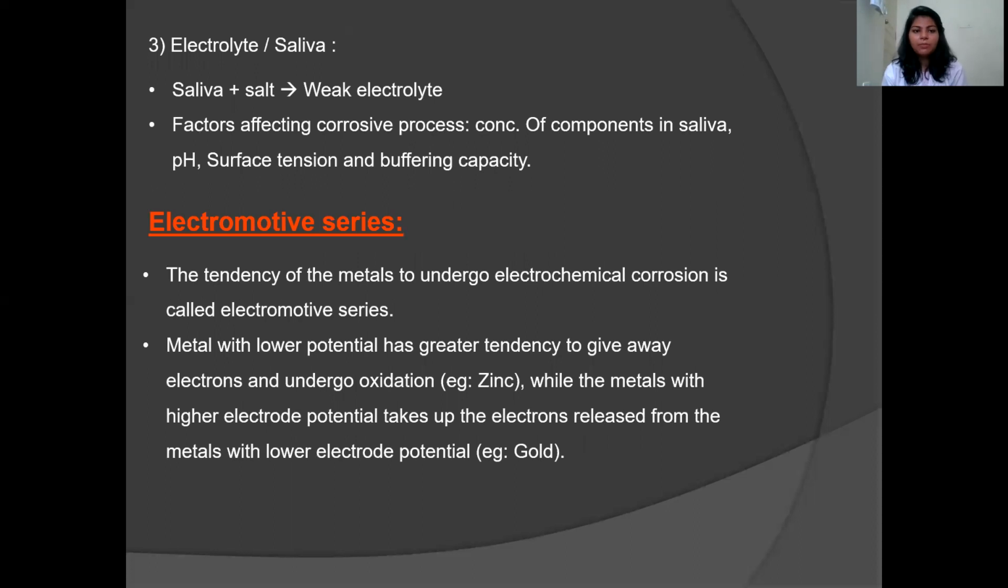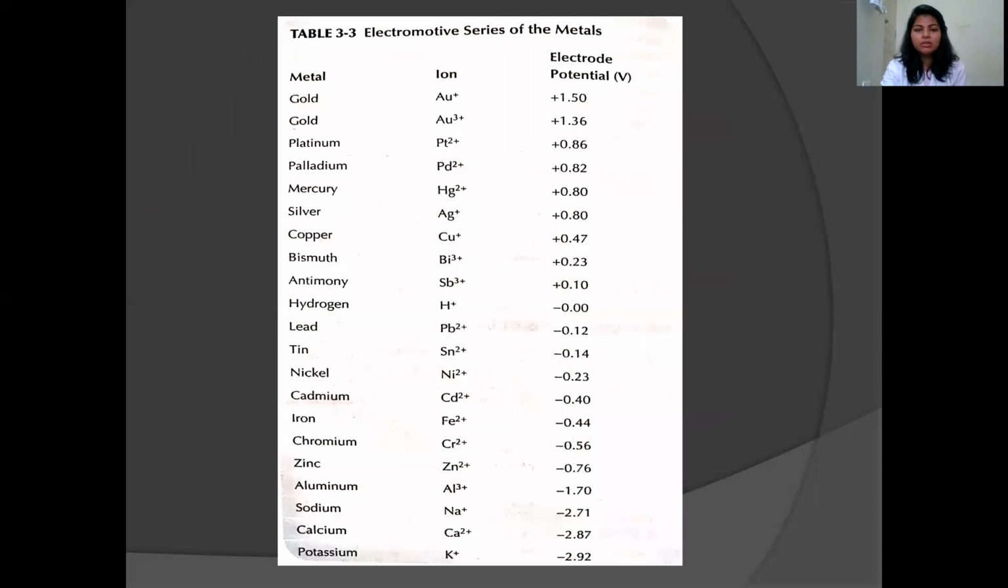Electrolyte or saliva: saliva plus salt gives a weak electrolyte. Factors affecting the corrosive process are the concentration of components in saliva, pH, surface tension and buffering capacity. Electromotive series: the tendency of the metal to undergo electrochemical corrosion is called the electromotive series. Metals with lower potential have a greater tendency to give away electrons and undergo oxidation, for example, zinc. Metals with higher electrode potential take up the electrons released from the metals with lower electrode potential, for example, gold.